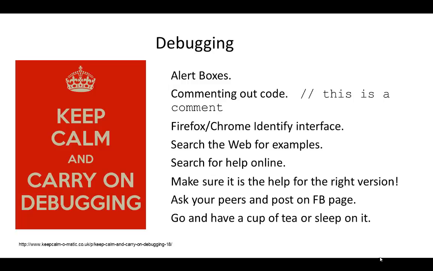How do I do it? Alert boxes. I want to know the value of a variable. I can use an alert box. I can do the console log and look at the inspect, and I can output the value and see what values I've got at various times in my code and find out, eventually I'll find out that this value is in fact a string, whereas it should be an integer or something like that.